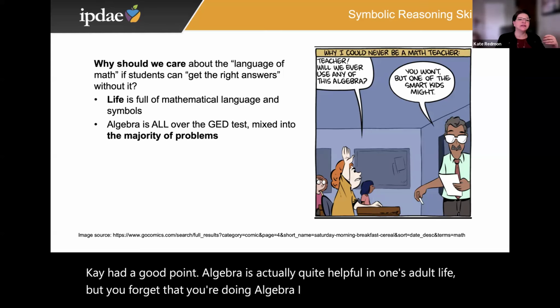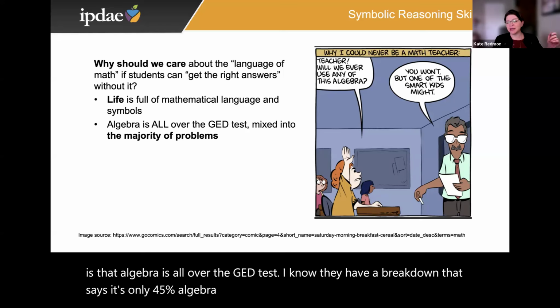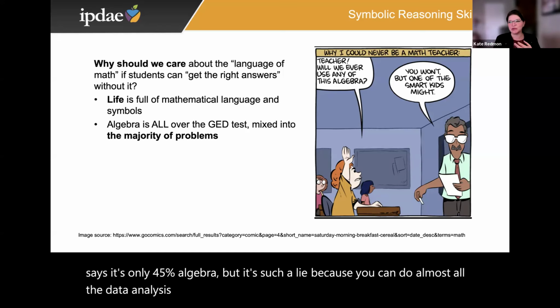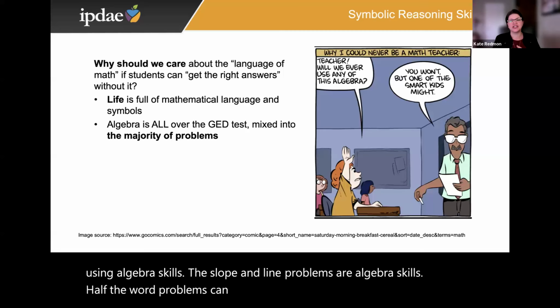I agree, Kay. Second reason for me is that algebra is all over the GED test. I know they have a breakdown that says it's only 45% algebra, but it's such a lie because you can do almost all the data analysis using algebra skills. You can do almost all the geometry using algebra skills. The slope and line problems are algebra skills. Half the word problems can be done with the formula sheet. I mean, it's algebra.